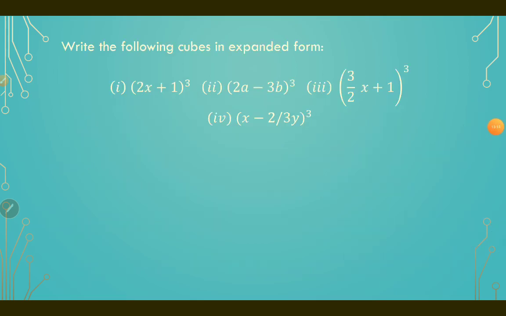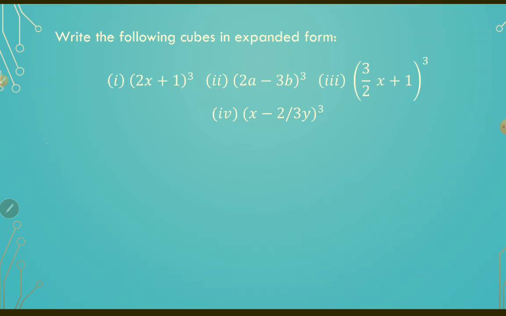Write the following cubes in expanded form. There are two identities related to cubes, that is nothing but x plus y the whole cube, that is x cube plus y cube plus 3xy into x plus y, and the second one is x minus y the whole cube, which is x cube minus y cube minus 3xy into x minus y. So the first one is in category number 1.